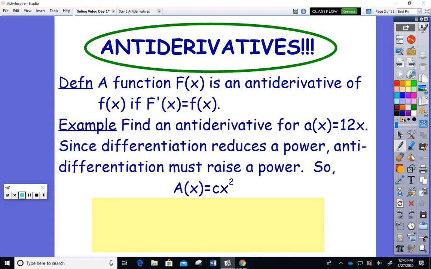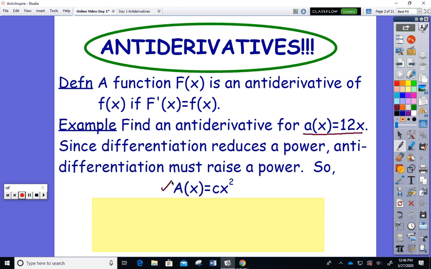So if we think about taking the antiderivative of little a of x equals 12x, I know I need some function which I'm going to call big A of x to be the antiderivative. Okay, so I know that I need to take the derivative of big A and get back to little a. So if I take the derivative of big A, I'm going to drop an exponent. Oh, okay, so I know that big A of x has to have an x squared in it. So that's where I'm at here.